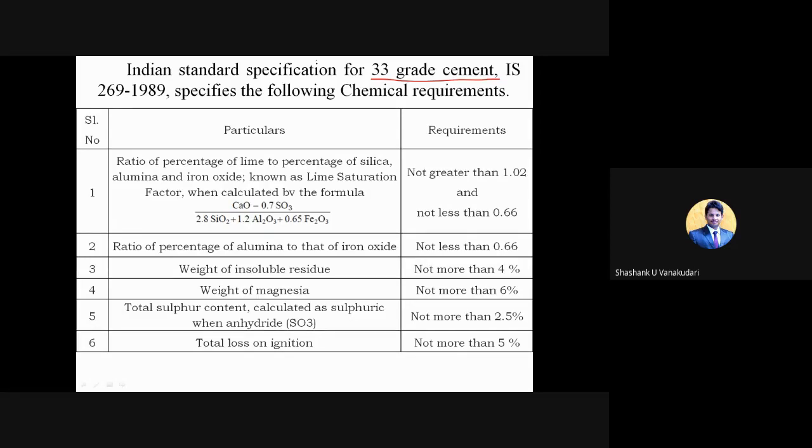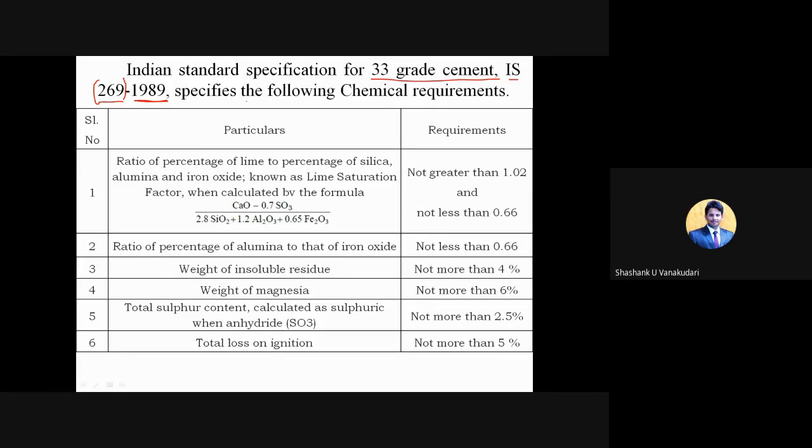Okay, so here you can see IS 269 and 1989. This belongs to the code which refers to the Indian standard specifications for 33 grade cement. Similarly, for 43 grade cement also it will vary with these numbers. And this 1989 is nothing but the year in which that particular Indian standard specification was evolved. So depending upon this, that is IS 269 and 1989, that specifies the following chemical requirements.